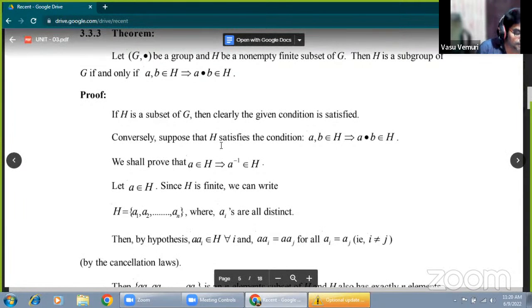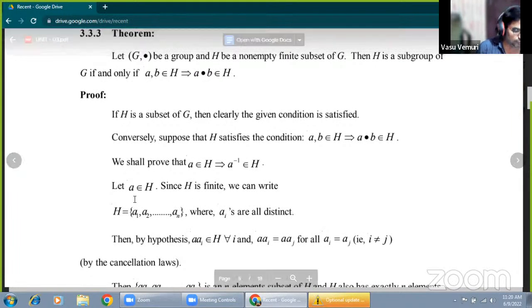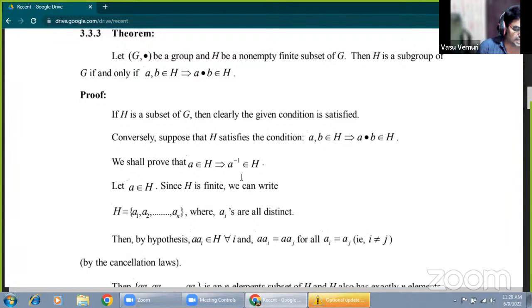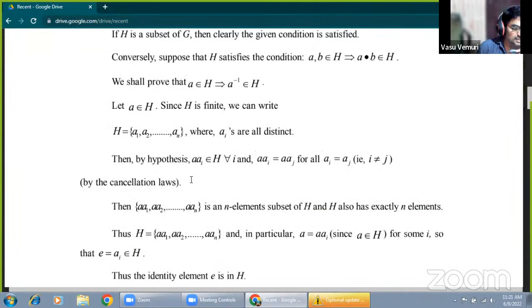The sufficient part is that by this condition we must prove that H under multiplication is a group, and it is a subgroup. Suppose any one element A belongs to H; now we have to find the inverse of the element in H. When H is finite, we take n distinct elements. Now these elements are different and distinct. Suppose Ai is an element. A belongs to H, Ai belongs to H, A into Ai also belongs to H.